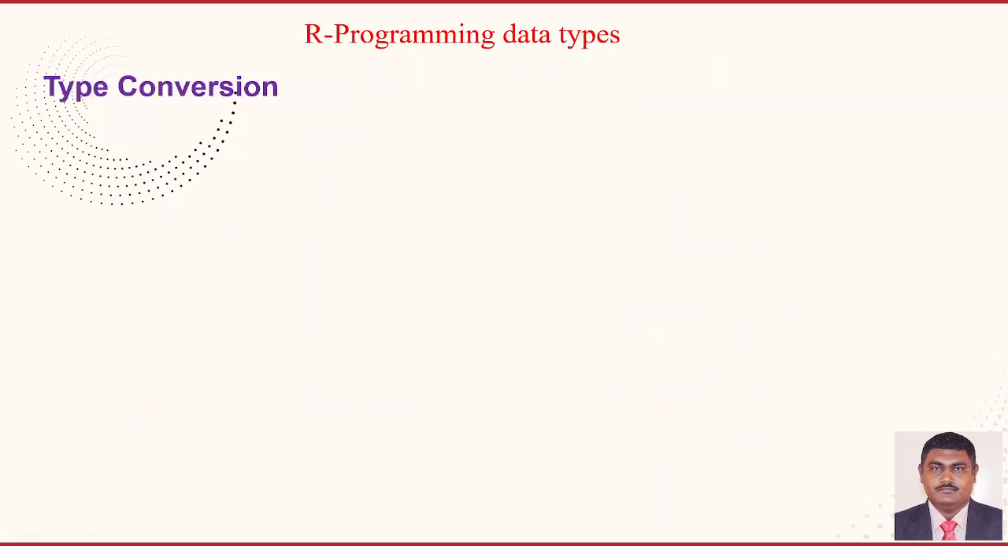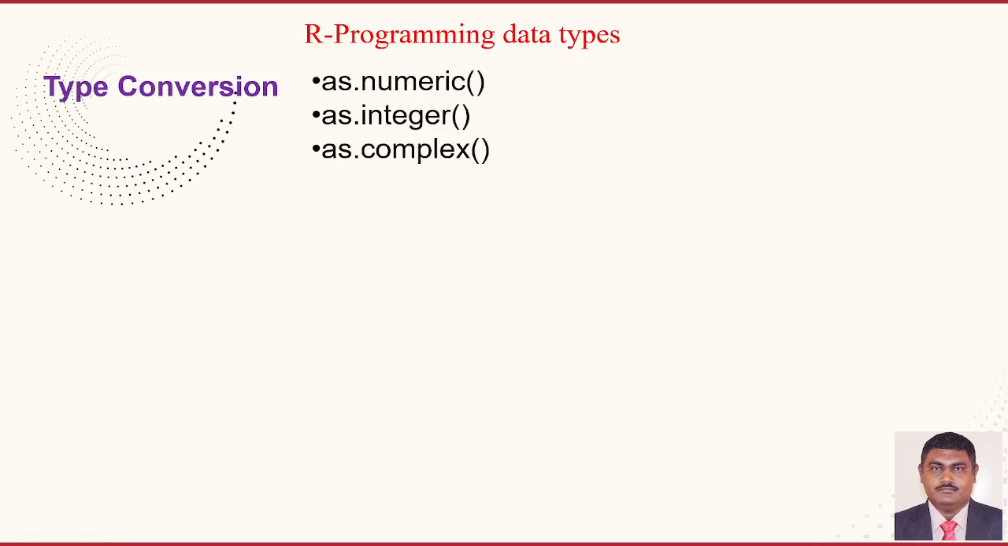Next, type conversion. You can convert from one type to another with the following functions. Using these functions, you can convert one form into another: as.numeric, as.integer, as.complex. Whether you want numeric data, integer data or complex data, use these functions to convert.